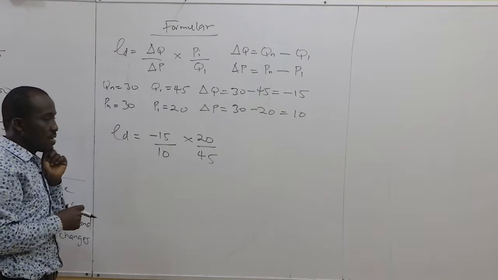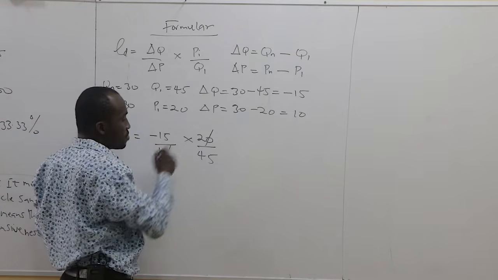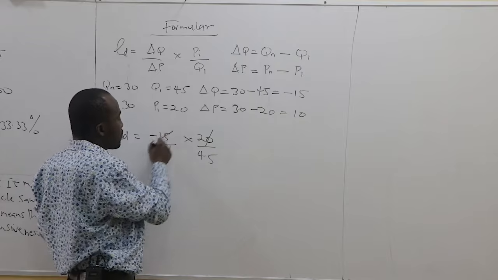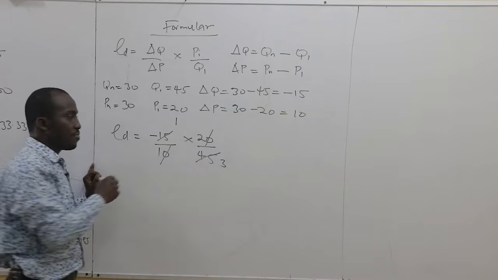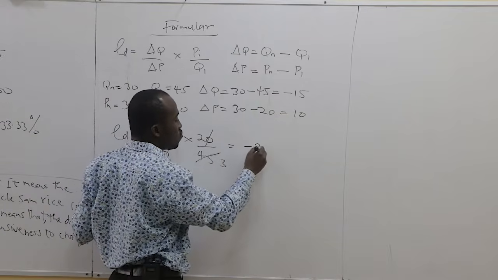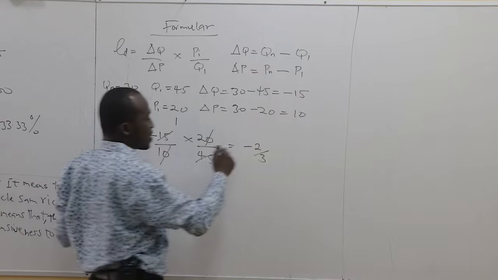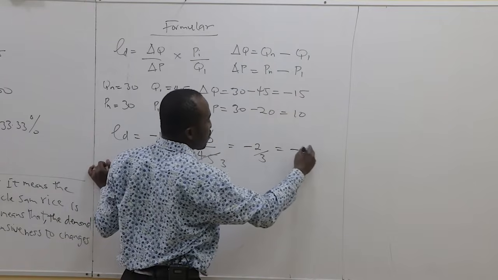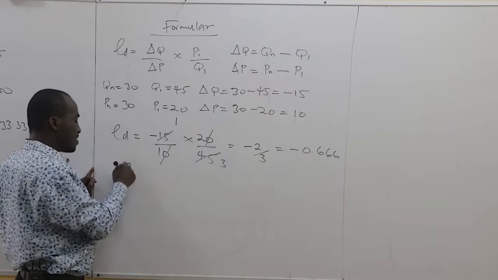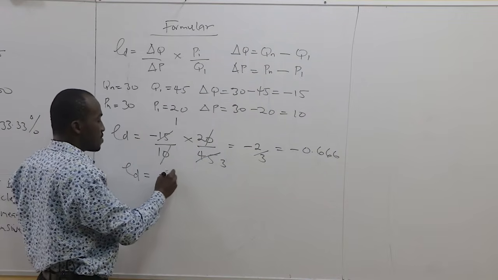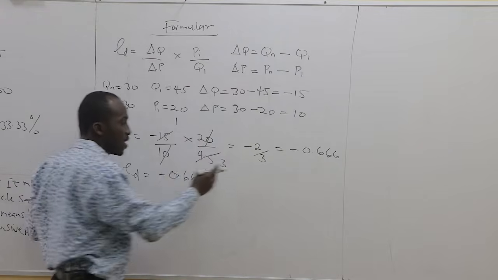Let's see what our final answer will be. The 0 will cancel the 0. 15 goes into 15 once, and 15 goes into 45 three times. So we have negative 2 divided by 3. When you divide negative 2 by 3, you get negative 0.666, and it continues. So the elasticity is equal to negative 0.666, or 0.6, it's okay.